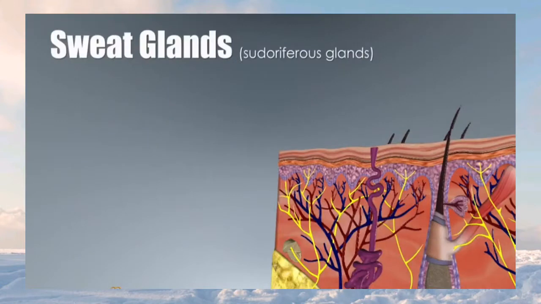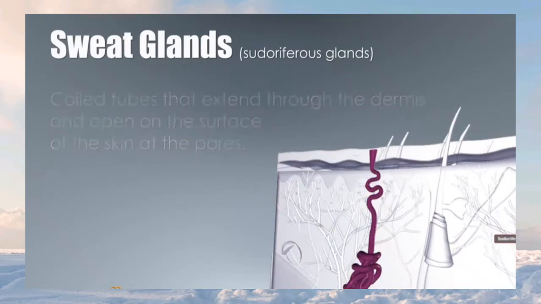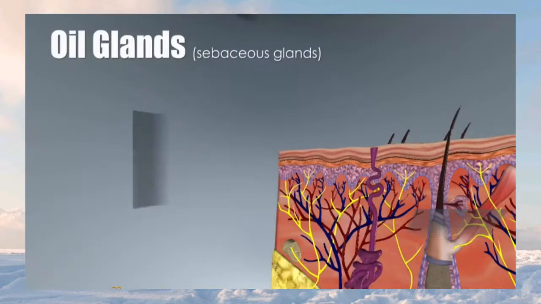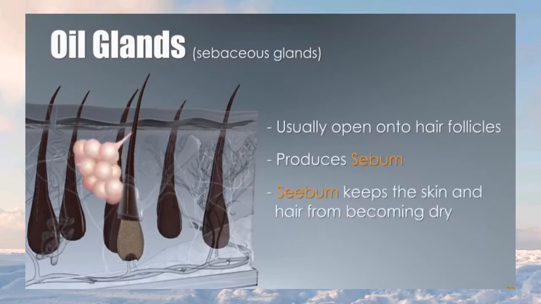Sweat glands, or sudoriferous glands, are coiled tubes that extend through the dermis and open on the surface of the skin at the pores. The sweat, or perspiration, eliminated by these glands contains water, salt, and some body wastes. Oil, or sebaceous glands, usually open onto hair follicles. These glands produce sebum, an oil that keeps the skin and hair from becoming dry.